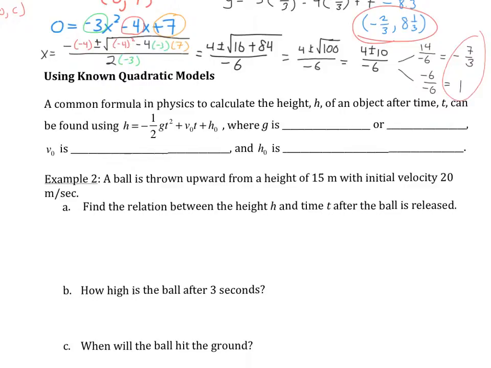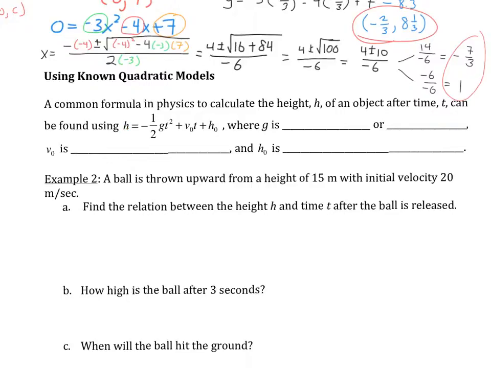One of the most important places that quadratic models show up is in physics. To calculate the height of an object, follow along slowly because there are lots of letters. But don't panic, because every single letter has a meaning and all we have to do is start substituting and solving. So h is the height of the object.